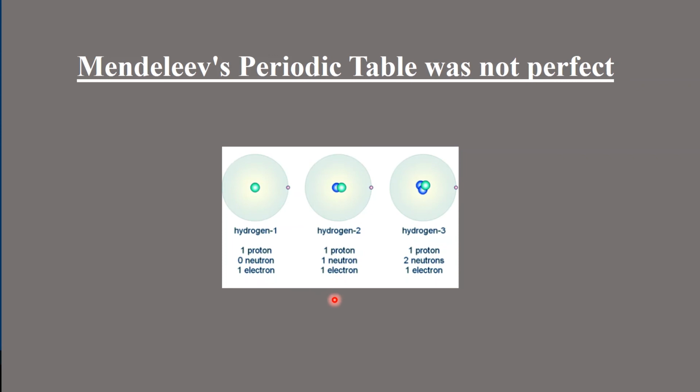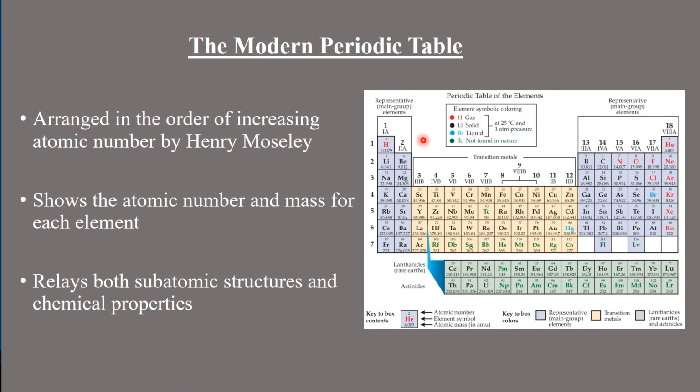There were some other defects besides the table being unclear about the position of isotopes. All those defects got resolved by the modern periodic table, which is arranged in the order of increasing atomic number. The modern periodic table shows atomic number, it shows atomic mass, and it also conveys subatomic structure and chemical properties of elements.